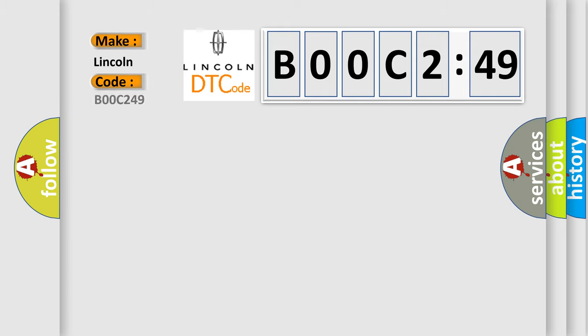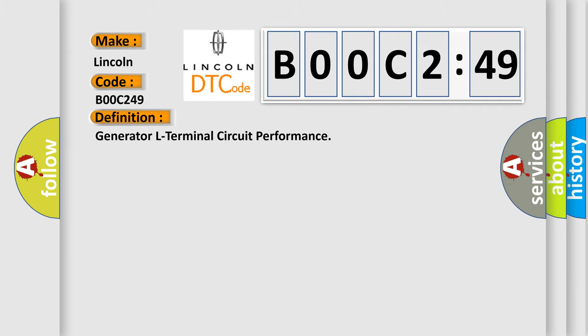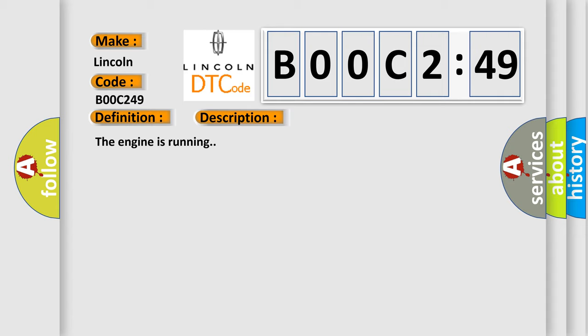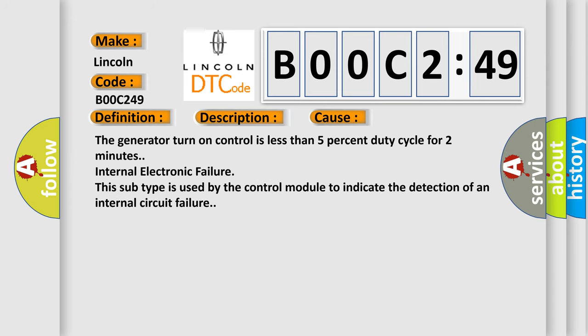B00C2-49 interpret specifically for Lincoln car manufacturers? The basic definition is generator L terminal circuit performance. And now this is a short description of this DTC code. The engine is running. This diagnostic error occurs most often in these cases: the generator turn-on control is less than 5% duty cycle for 2 minutes. Internal electronic failure. This subtype is used by the control module to indicate the detection of an internal circuit failure.